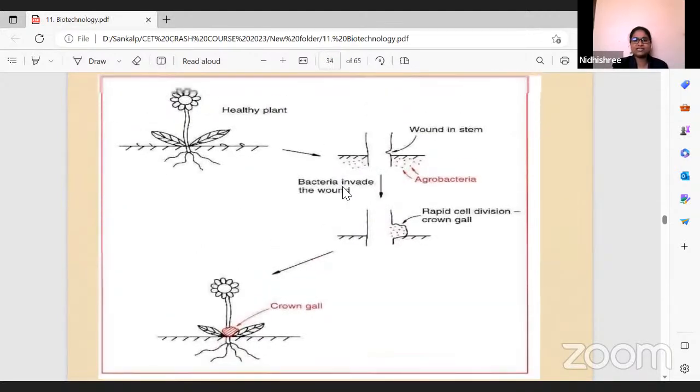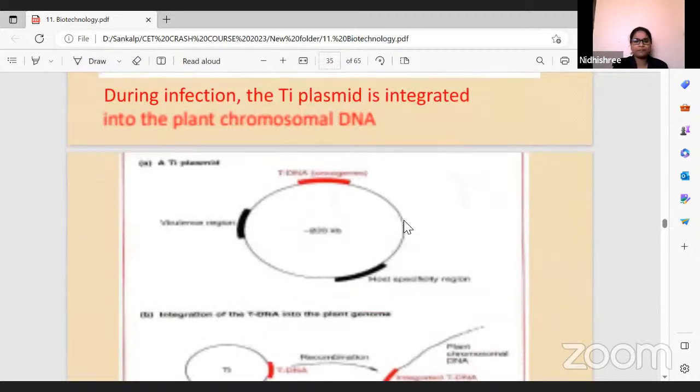Okay, so this is a healthy plant. This is a wound in a stem. When the plant gets wounded, Agrobacterium enters into it, which undergoes rapid cell division and causes crown gall disease to the plant.